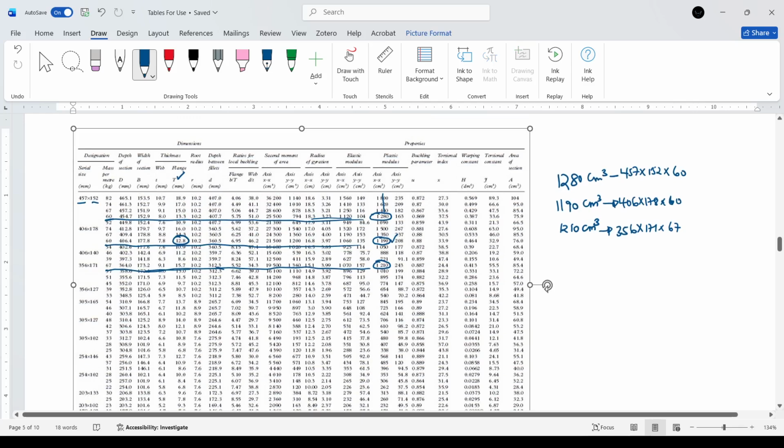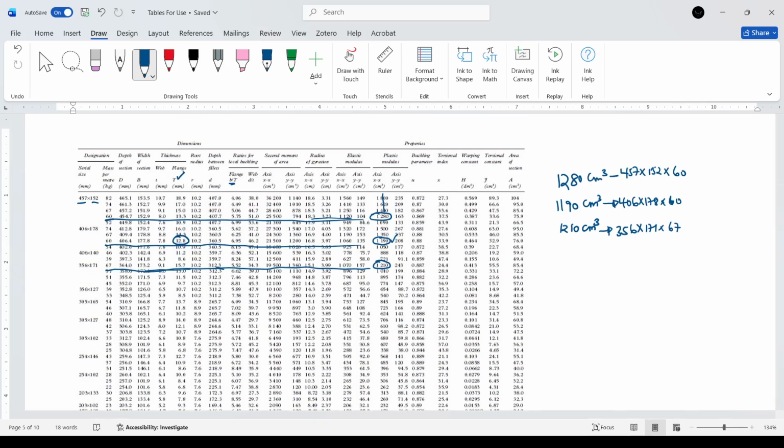So we have ratios for local buckling. We have it here. So we have selected section 1190. It means B over T will be 6.95. Are you seeing that?